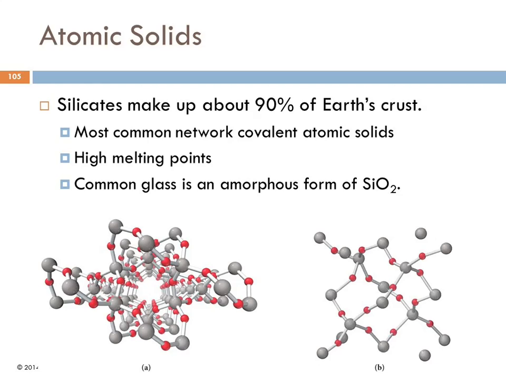Silicates are cool. So quartz is silicate, and sand is mostly silicate, and common glass is a form of silicate. So about 90% of the Earth's crust. These things have very high melting points. Well, not very high, high melting points.